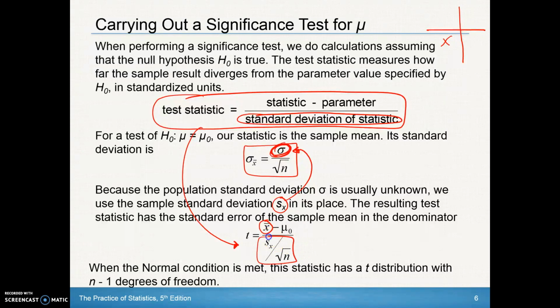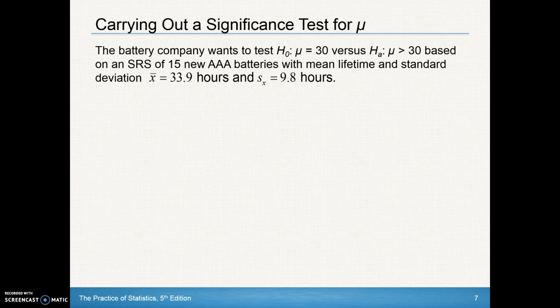That's all here on the bottom. So again, remember a t-distribution has n minus 1 degrees of freedom when we look up on table B. So we carry out that information in that third box of our 4-step process.